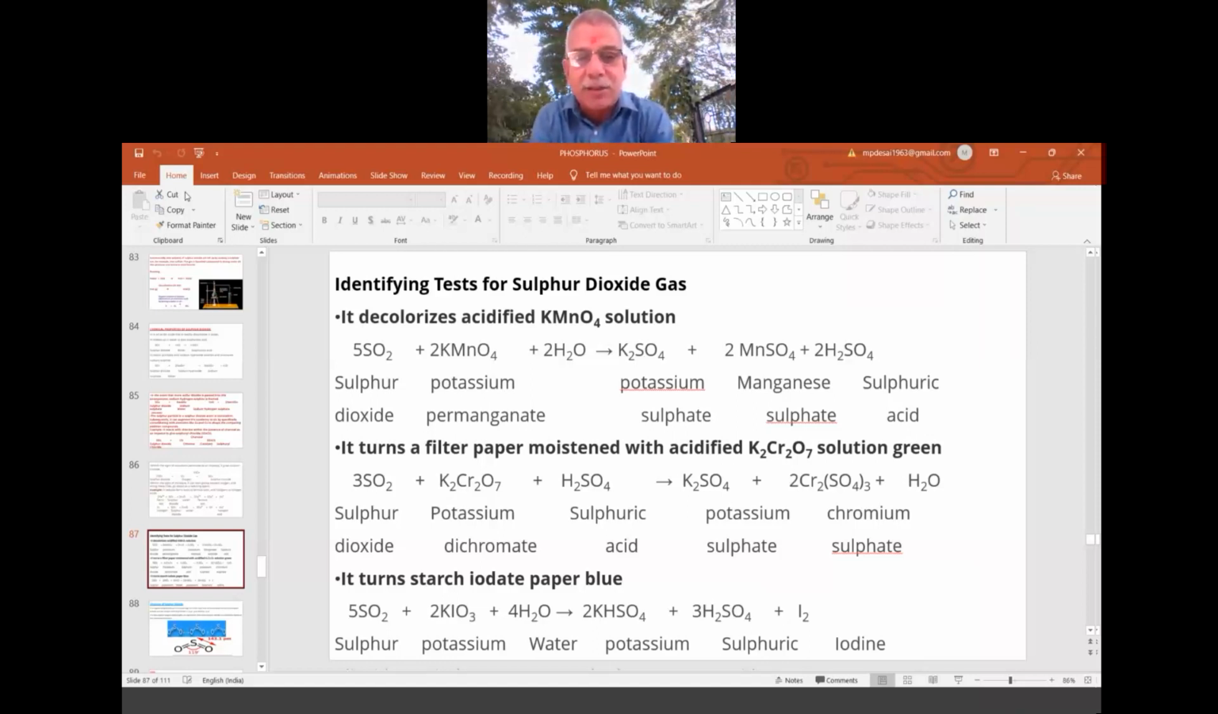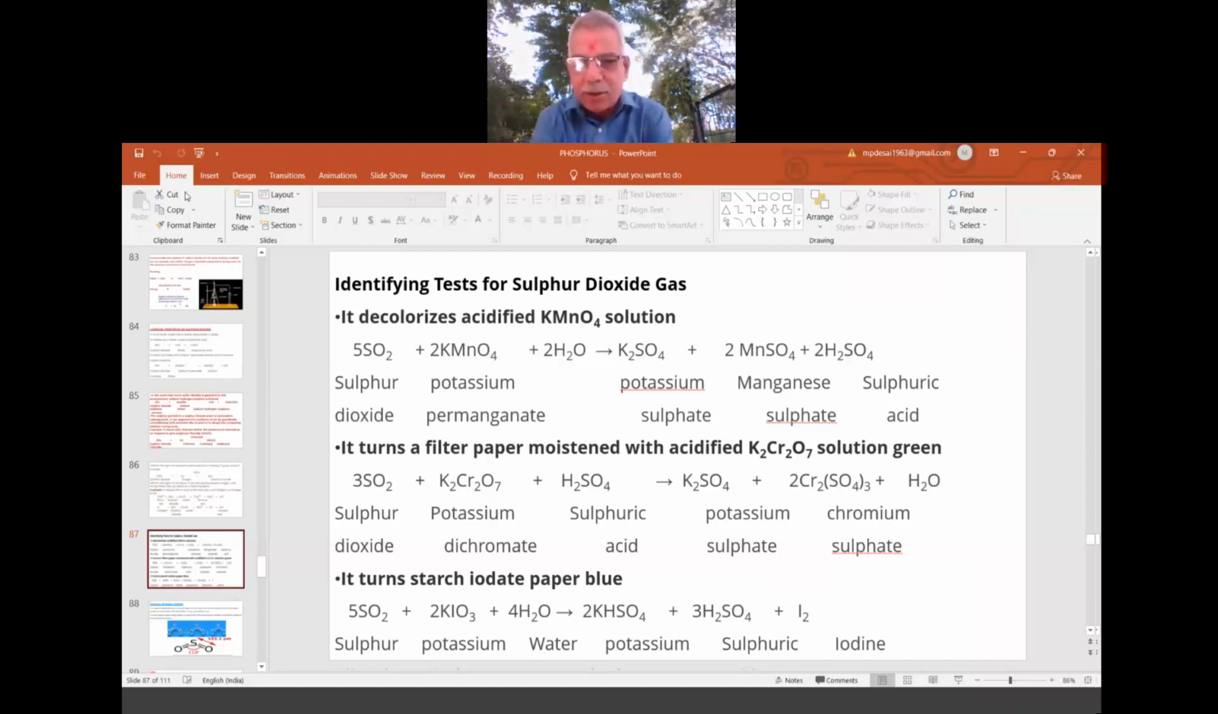It turns starch iodate paper blue. So that means you should bring the filter paper and dip it in the KIO3, potassium iodate. This comes from the starch; a part of the starch is converted by iodine. So when you bring the filter paper and dip it in the potassium iodate, just as you already did with K2Cr2O7, in the same way we will do it here for the KIO3, potassium iodate. That turns blue.